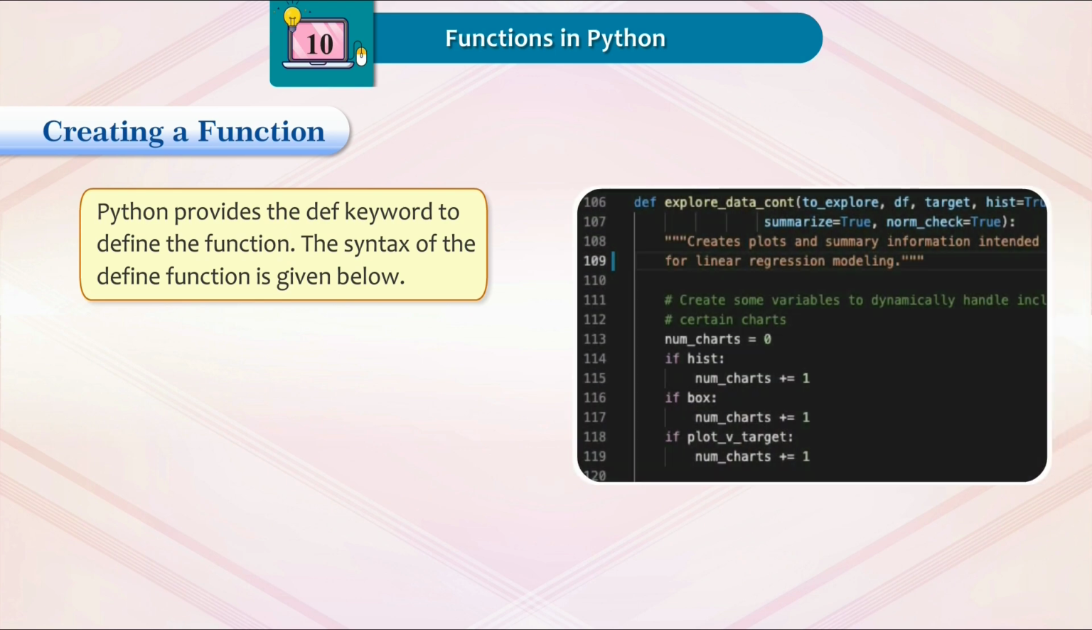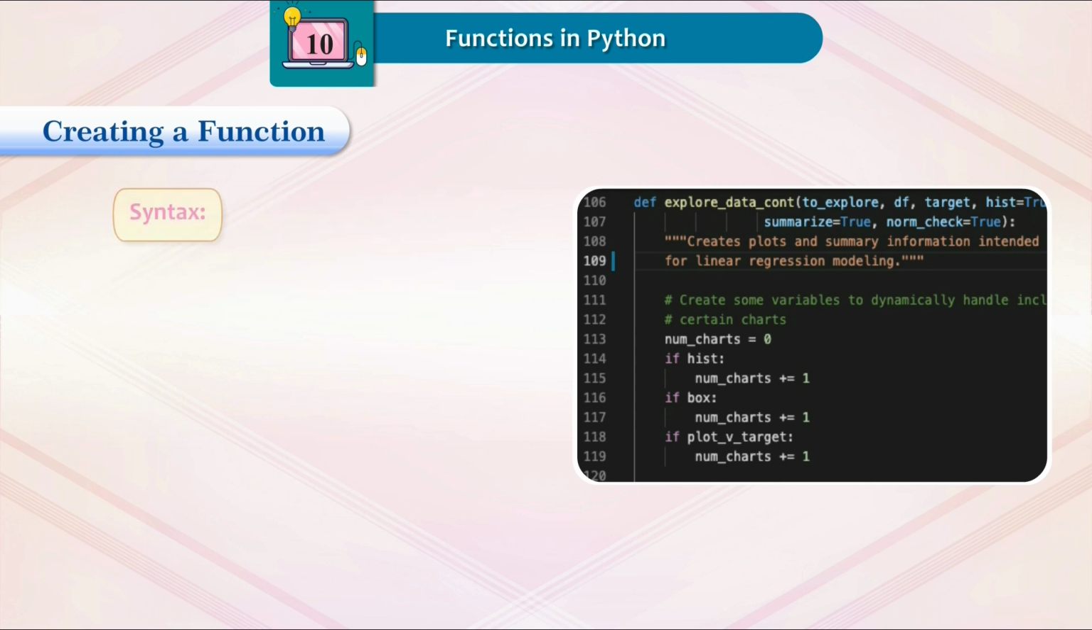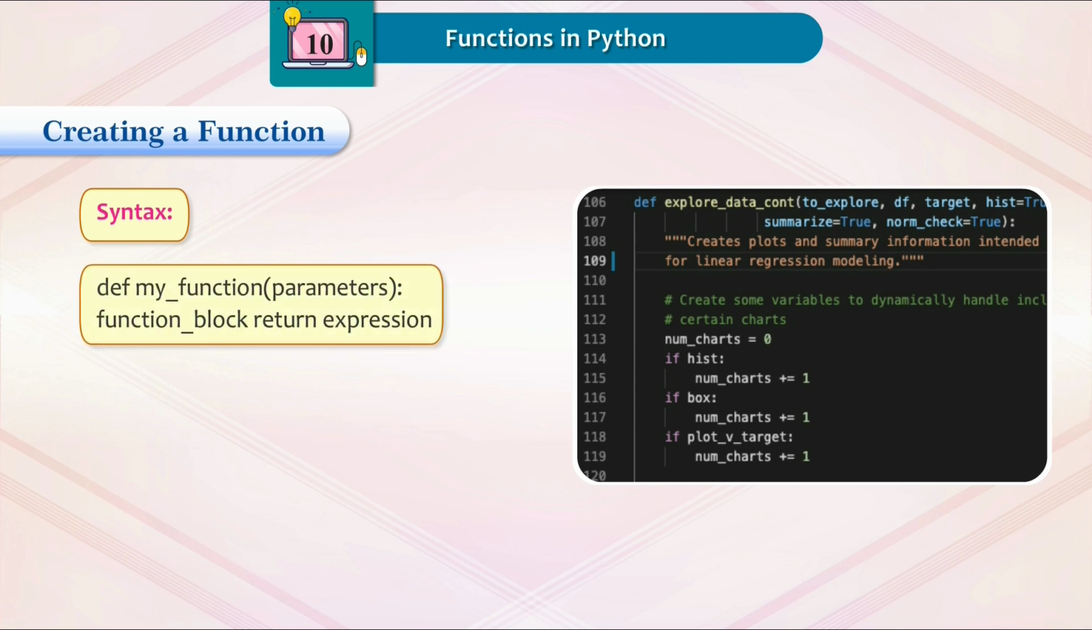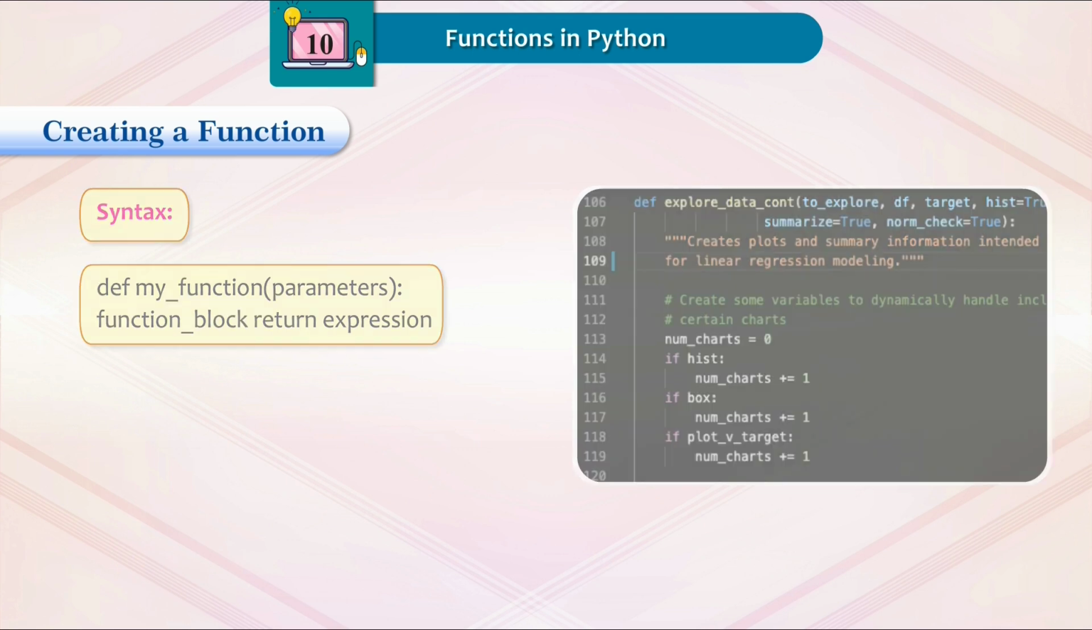Creating a function. Python provides the def keyword to define the function. The syntax of the defined function is given below. Syntax: def my_function(parameters): function_block; return expression.